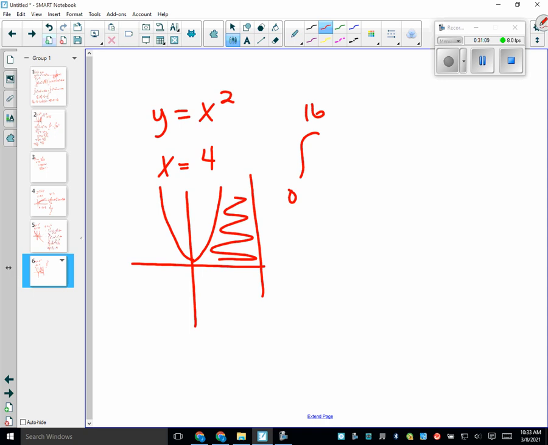And then it's pi, and isn't it 4 squared minus this? And if I need it in terms of y, can I square root both sides? So square root of y equals x. Why is it not plus or minus? They're not going under the x-axis.